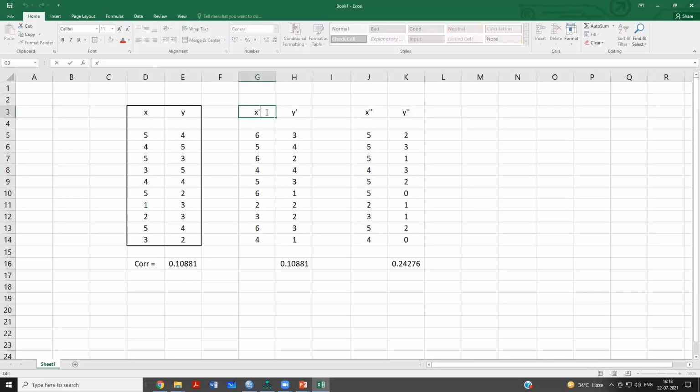Now let us look at what happens if there is a systematic bias of +1. So 5 becomes 6, 4 becomes 5, 5 becomes 6 again, 3 becomes 4, 4 becomes 5, 5 becomes 6, 1 becomes 2, 2 becomes 3, 5 becomes 6 again, and 3 becomes 4. And for Y, there is a systematic bias of, let's say, -1. So for some reason, there is a systematic bias. So 5 becomes 4, 4 becomes 3, 2 becomes 1, 3 becomes 2, 3 becomes 2, 4 becomes 3. Now you see there is a systematic bias of +1 in X and a systematic bias of -1 in Y. But look at what happens to the correlation between these two series: it remains absolutely unchanged.